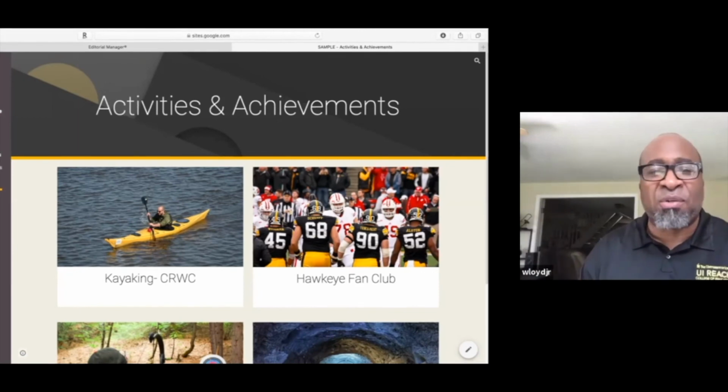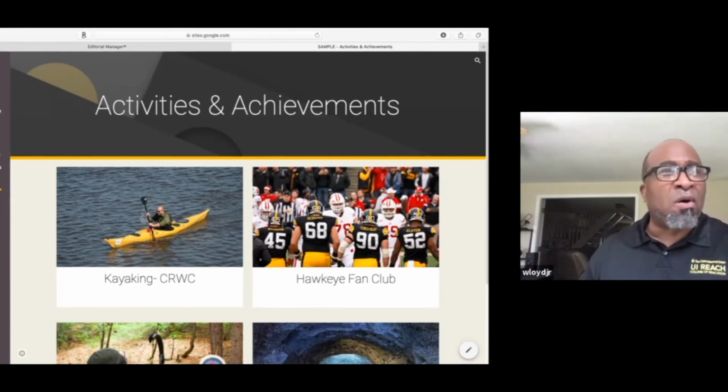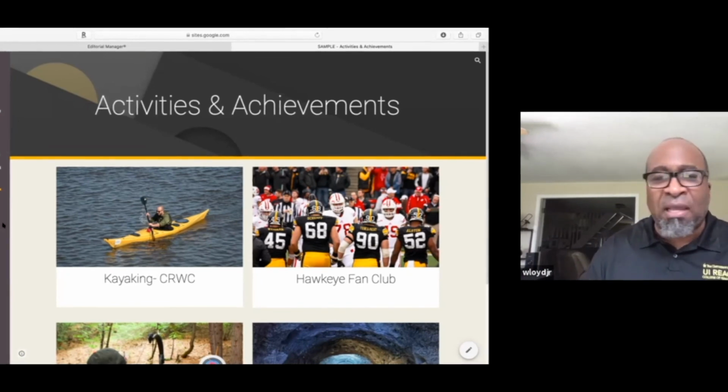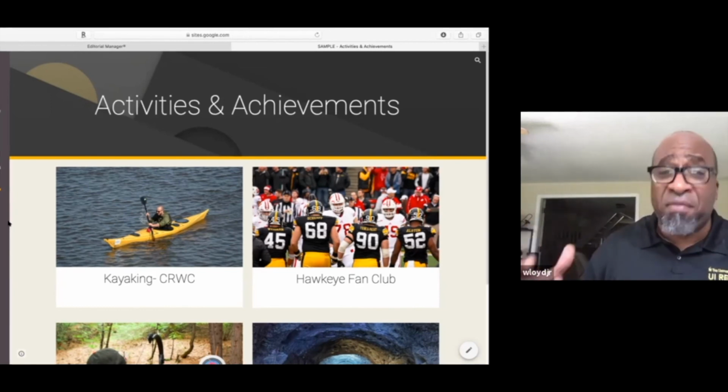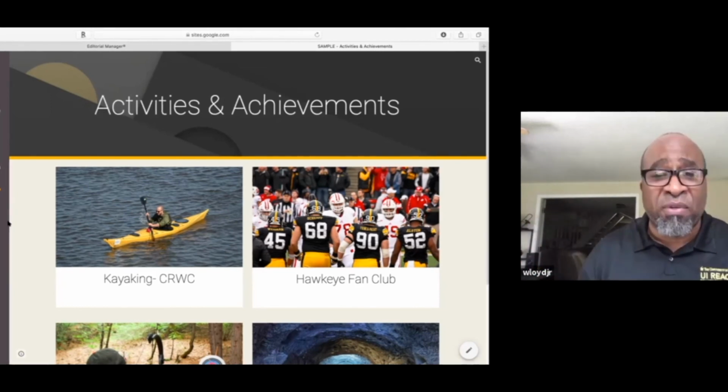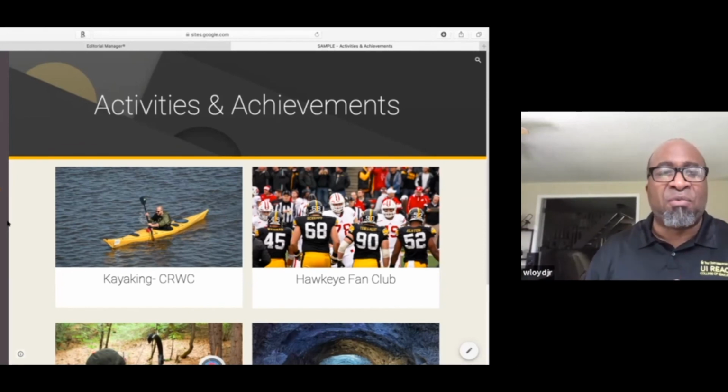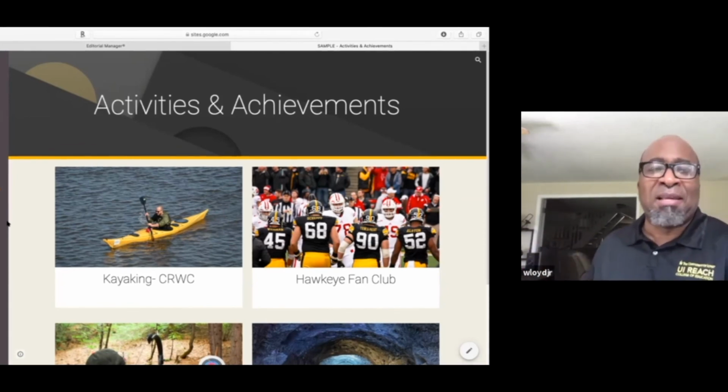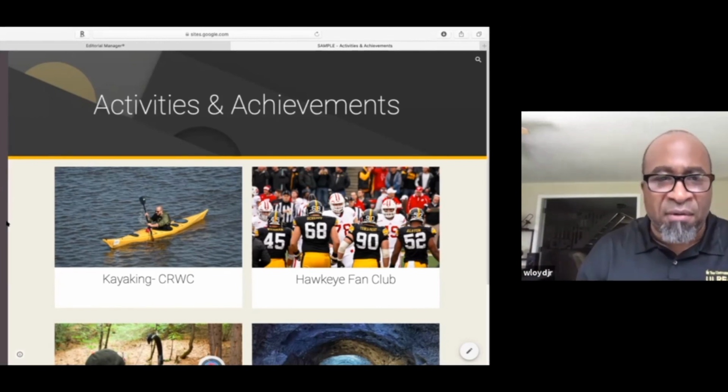If you have a special interest, there are over 500 student organizations on campus. So if you like rock wall climbing, or if you like archery, or if you like canoeing, or if you like whatever, there's a student organization for that. We want to get you connected to those organizations so that you can really have other people who like the same things that you like, build some new friendships, both inside and outside of UI Reach.